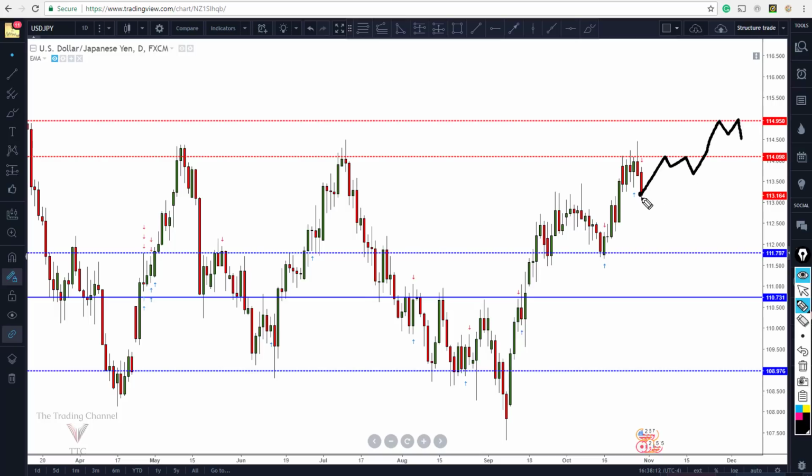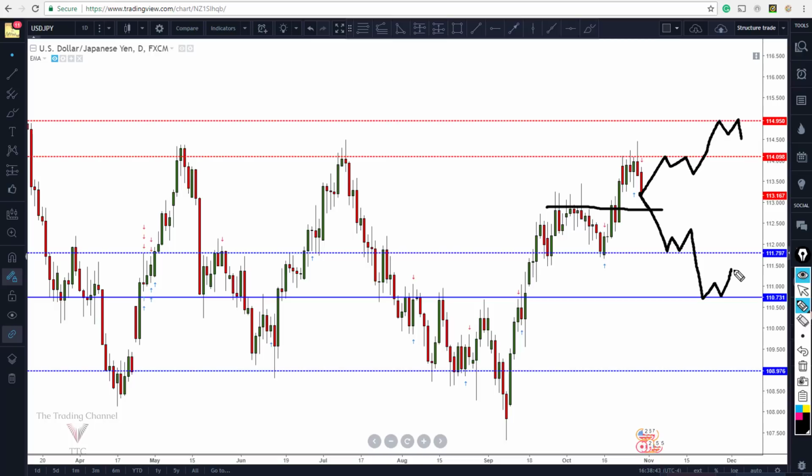For support, if the market continues to push down past this level of previous resistance, then we can see this market get all the way down to the 111.79 area around the 112 even handle. That's the first place we'll look for a buying opportunity out of this pair. And next after that is around the 110.73 area. So that's what we're looking for here on the dollar yen in the future.